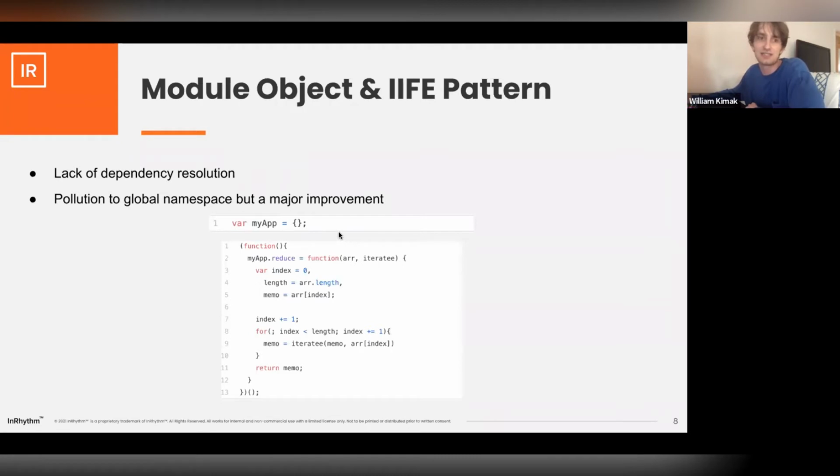So this naturally led to the module object and IIFE pattern, or immediately invoked function expression pattern. This was a great step ahead in the history of sharing code. However, it still does pollute the global namespace, but it's a major improvement. How this works is, within an application, there will be just one global object that pollutes the global namespace, which holds all of your different functions or dependencies that can be used throughout.